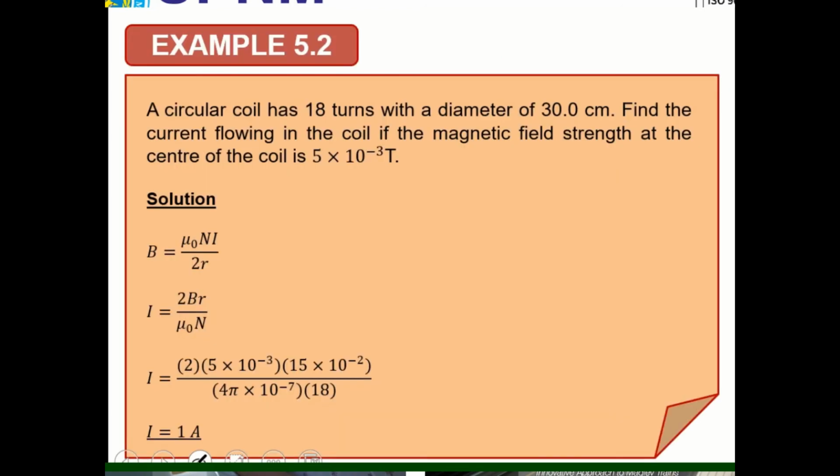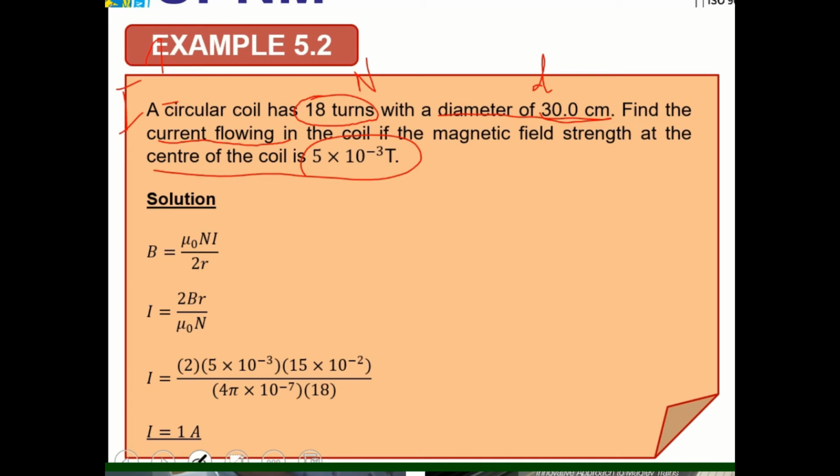So kita pergi pada example for circular coil. A circular coil has 18 turns, so this is capital N, with a diameter of 30 cm. Find the current flowing in the coil. Kita suruh cari current berapa. If the magnetic field strength at the center of the coil is 5 times 10 to the power of negative 3 Tesla. So dia dah bagilah nilai B.